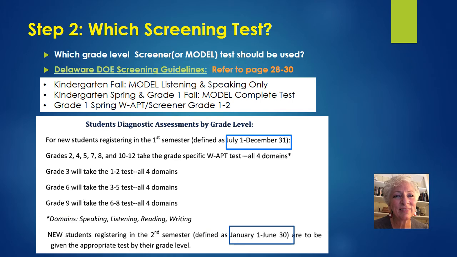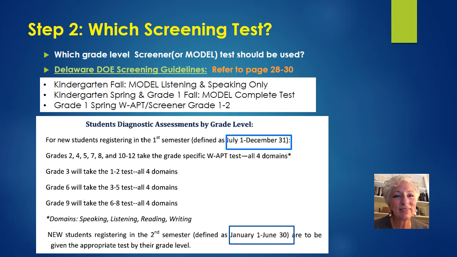So for example, in the fall, a kindergartner should only be given the listening and speaking test. We would not expect any kindergartner to do well on a reading and writing test. However, in the spring, if the student is new and arrives in the spring, then he would be administered the entire kindergarten model test. Also, first graders in the fall are given the kindergarten model test, not the grade 1 test. However, if they do arrive in the spring, they would then receive the grade 1 screener, grade 1, 2.